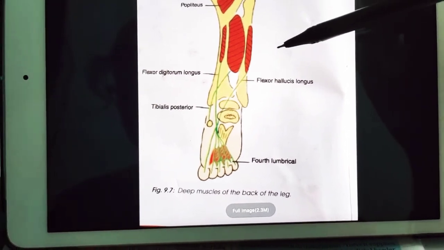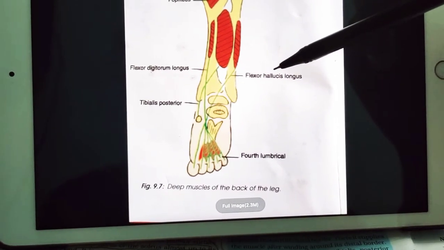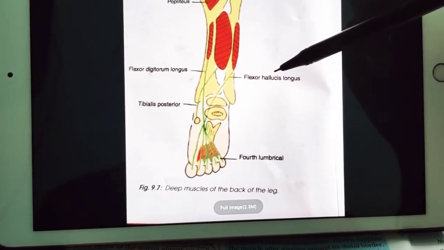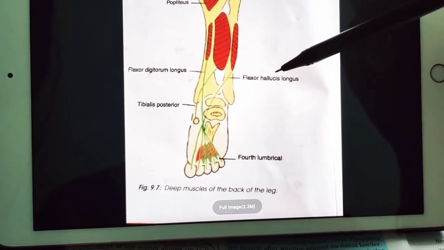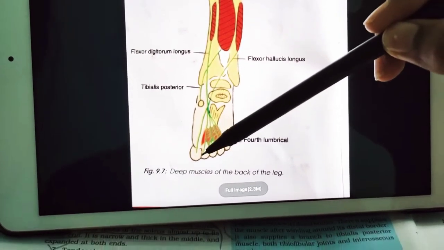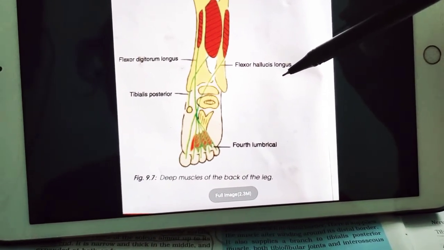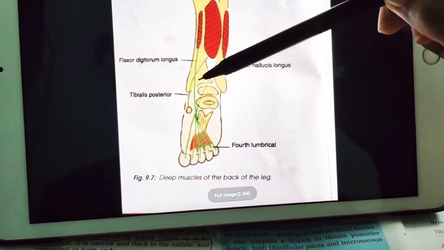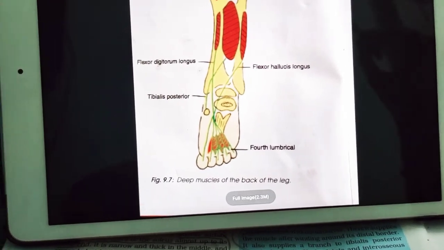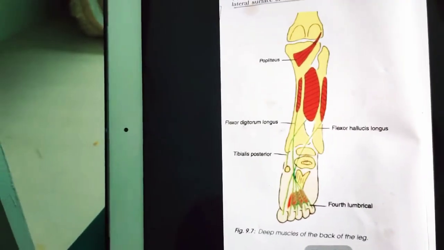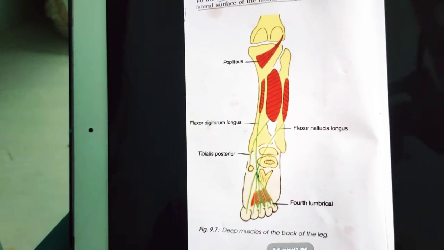Next comes the flexor hallucis longus. Actually, in our upper limb, as we said, the pollicis belongs to the thumb. So here the hallucis belongs to the great toe. So this is flexor hallucis longus. And next comes the tibialis posterior. So this one is tibialis posterior. So these are the muscles of our posterior compartment. So let us start understanding each one.